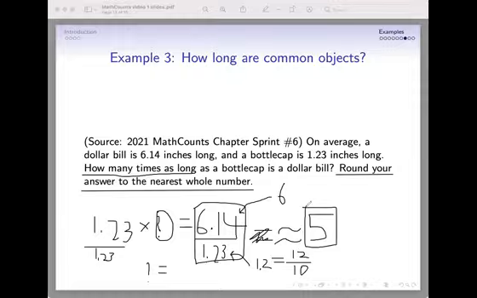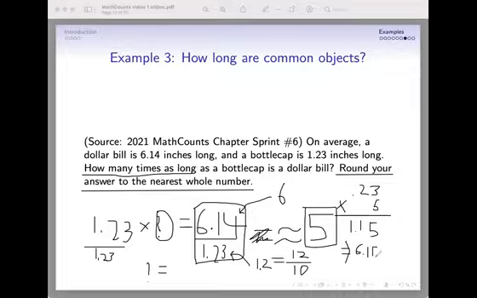Because let's just work backwards, right? 1.23 times 5. Well, what is 1 times 5? That's just 5. Now, 0.23 times 5, it's kind of like 23 times 5, except you move the decimal point 2 places to the left, right? 23 times 5 you can work out as 115. So you're going to get 1.15, and you add that to 5, and then you get 1.23 times 5 is 6.15. So we're very, very, very close.